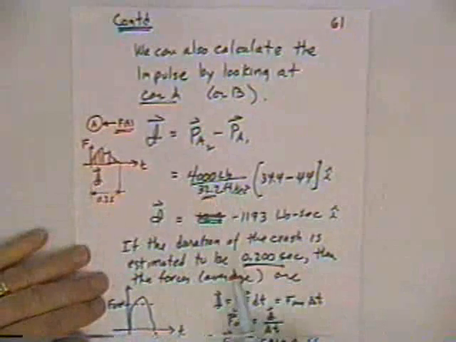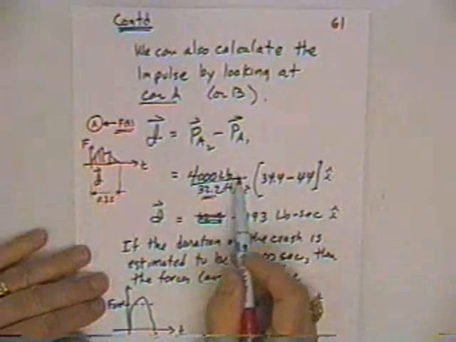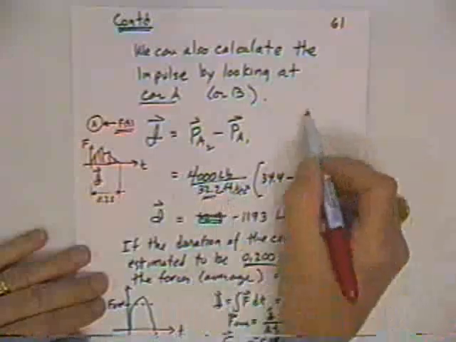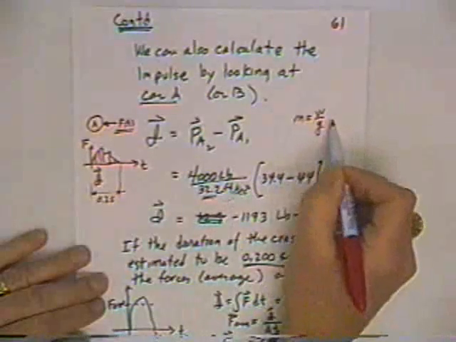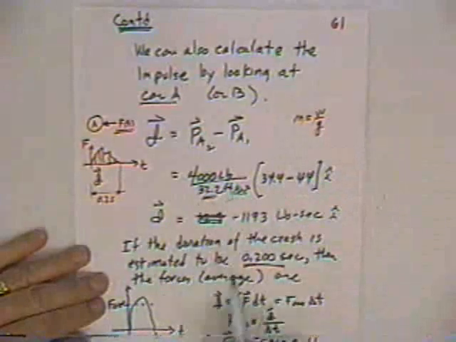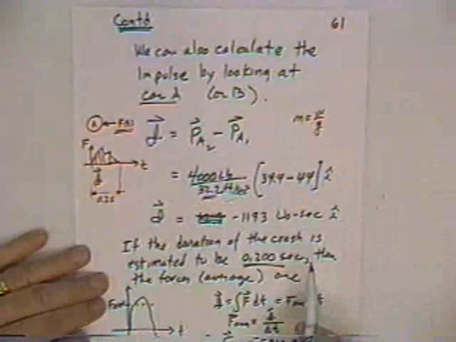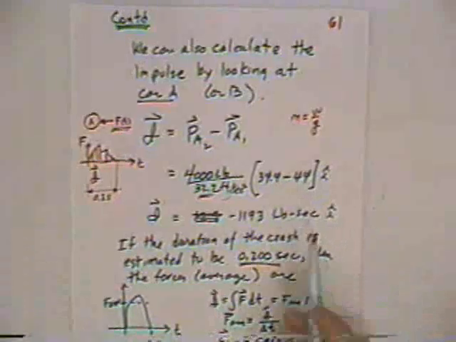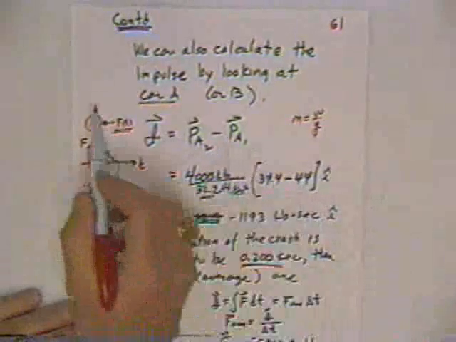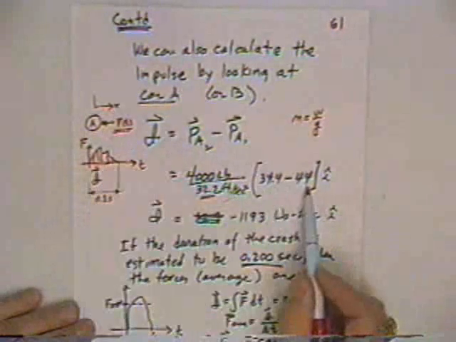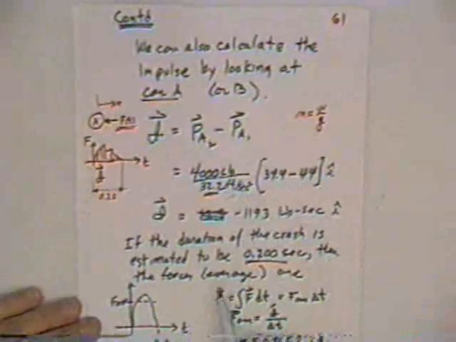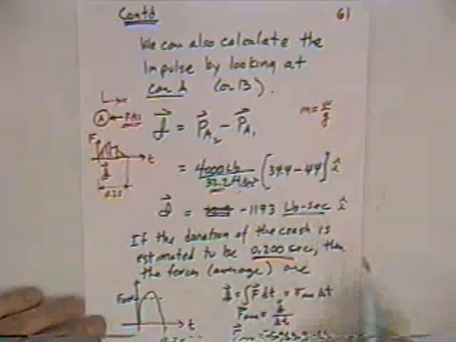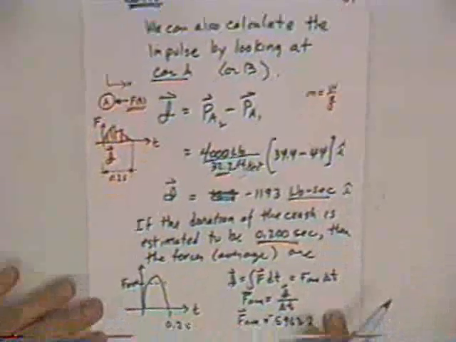Here, I didn't forget my units. I took the 4,000 pound mass of the car, really a weight of 4,000 pounds, and I divided by g, so that the mass is W over g, in slugs. 4,000 pounds over 32.2. I never actually wrote slugs, but that's the mass in slugs, times the final velocity minus the initial velocity. Notice that the final velocity in the x direction is less than the initial velocity. So the impulse must be negative. The impulse is minus 1,193 pound-seconds. It's got units of force times time. It's negative and it's in the i direction.